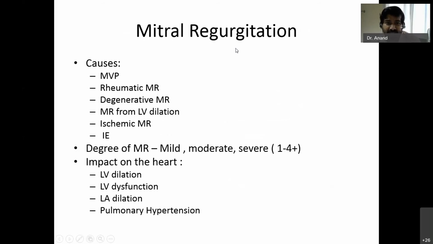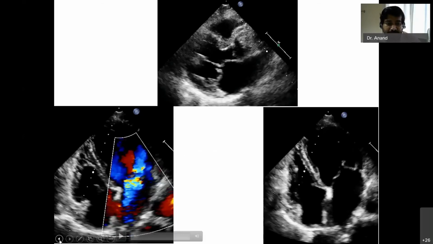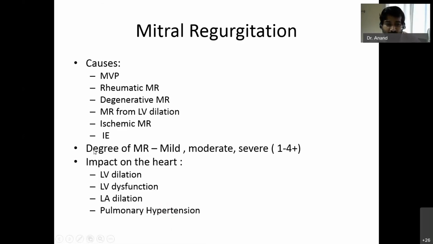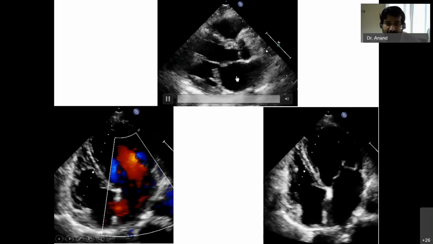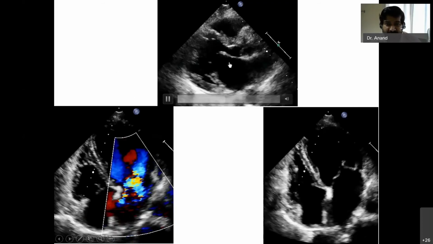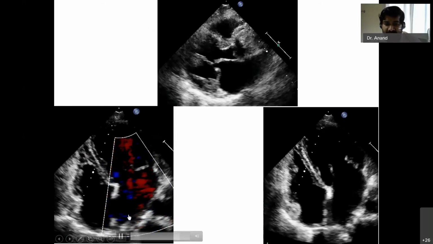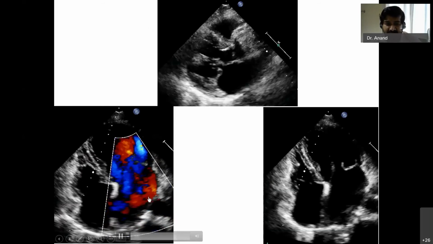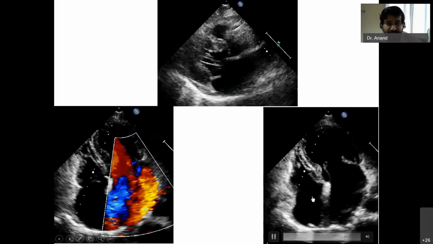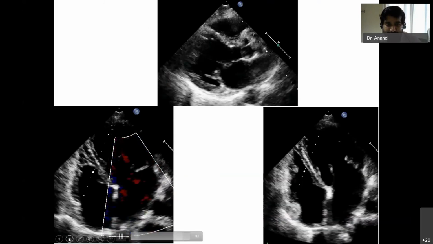Mitral regurgitation. Looking at the valve, you will know why the valve is leaky. It could be a mitral valve prolapse or a rheumatic valvular disease. And you should know what the degree of valvular leak is, as well as the impact on the heart. A quick echo clip here shows a very floppy mitral valve, as you see here, and a very bright jet coming back into the left atrium, suggestive of severe mitral regurgitation due to a mitral valve prolapse.